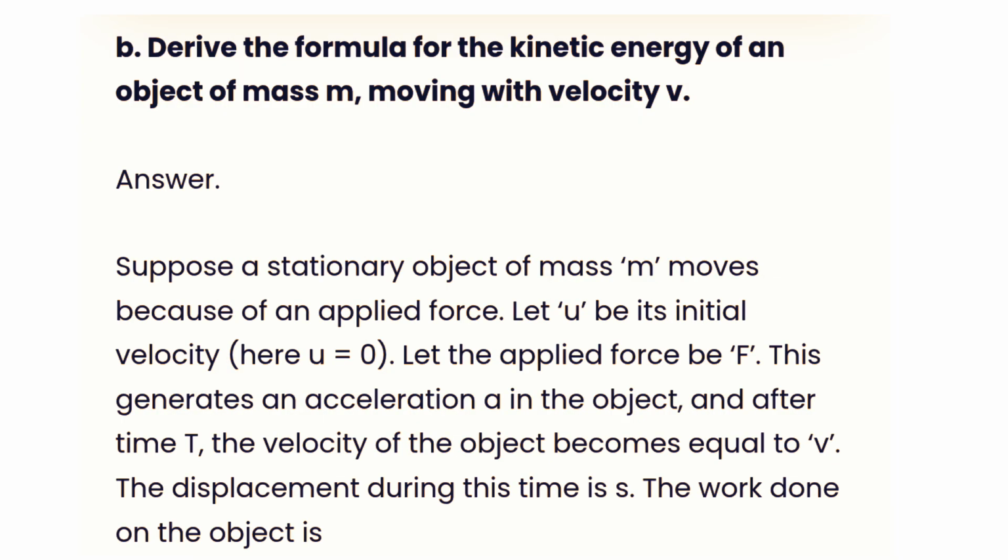B. Derive the formula for the kinetic energy of an object of mass m moving with velocity v. Answer. Suppose a stationary object of mass m moves because of an applied force. Let u be its initial velocity, here u equals 0. Let the applied force be F. This generates an acceleration a in the object, and after time t, the velocity of the object becomes equal to v. The displacement during this time is s.